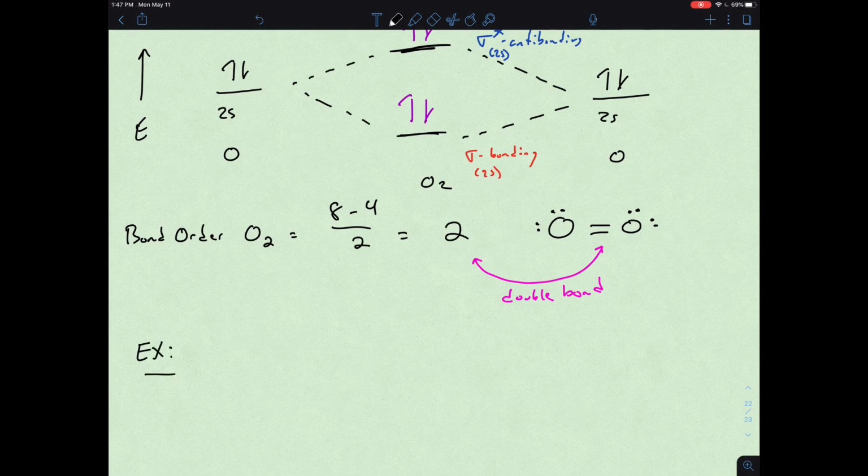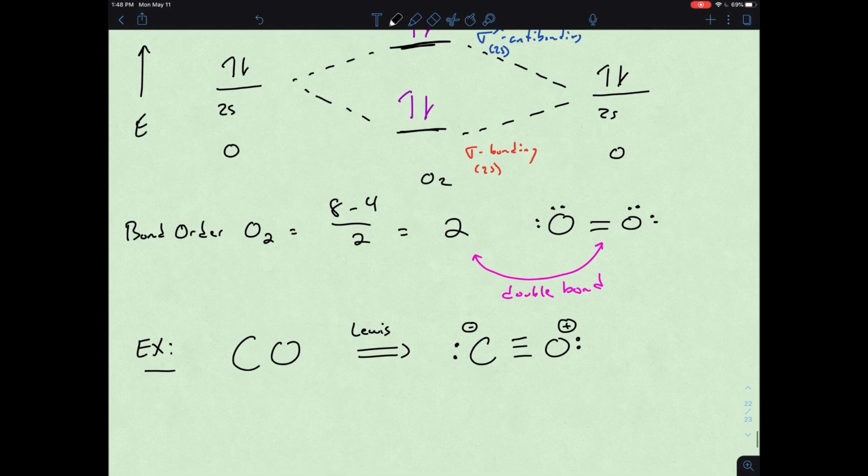Let's look at actually a tough molecule to put together with a Lewis dot structure, which is carbon monoxide. Carbon monoxide, while it's very simple, just two elements, is actually pretty tough to put together. And so from Lewis, we end up with this as the structure for carbon monoxide, where our carbon is negatively charged and our oxygen is positively charged.